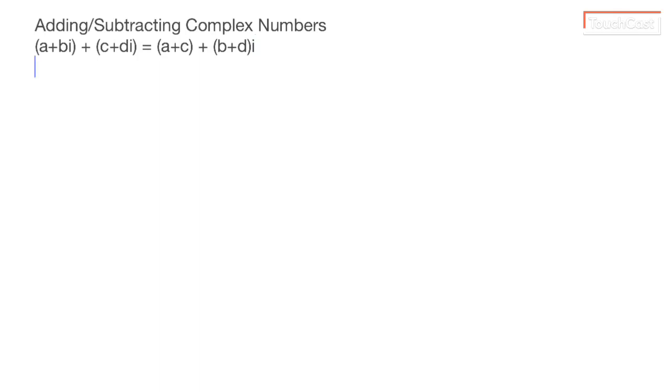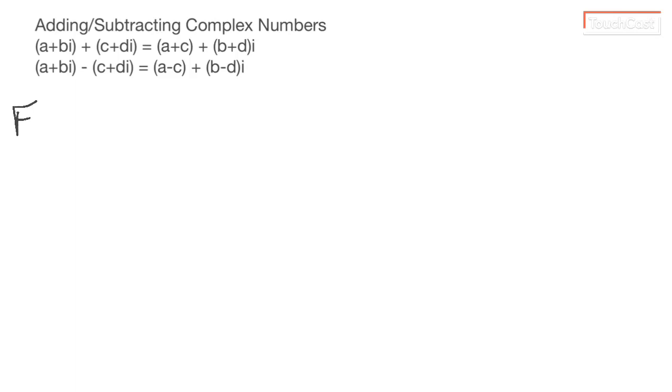Subtraction is pretty much the same. If we have a plus bi and we subtract c plus di, we're going to get a minus c plus b minus d times i. So let's look at a couple examples of how we would actually do that.